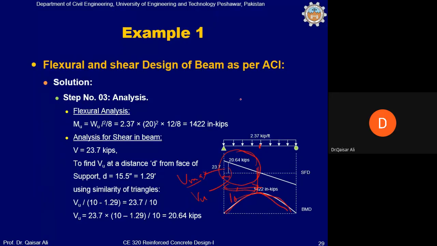So 23.7 divided by 10 is one triangle, y divided by x, and the other is the Vu divided by 10 minus d. This distance is d. And the effective depth is 15.5 inch, which means it is 1.29 feet. From this similarity of triangle, you can calculate Vu. Vu is the critical shear, which is 20.64 kip.